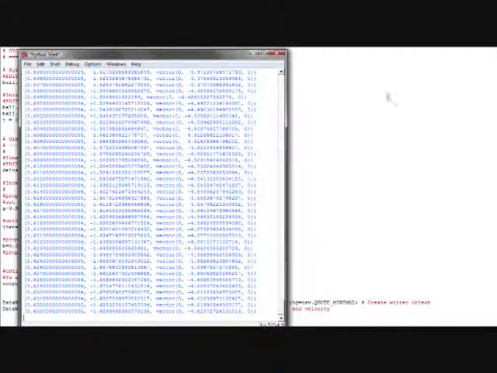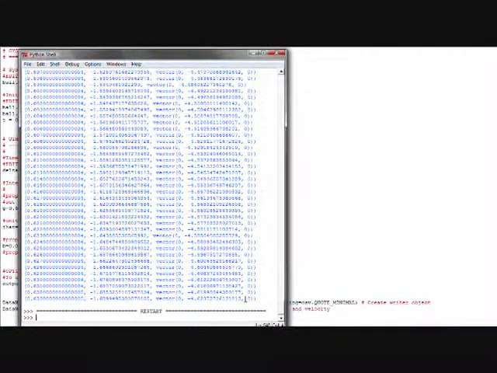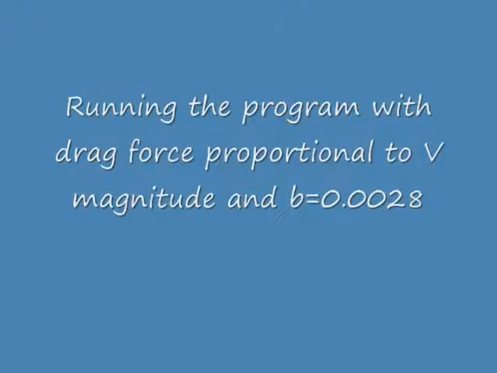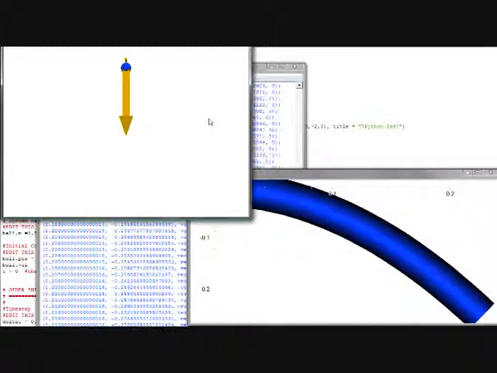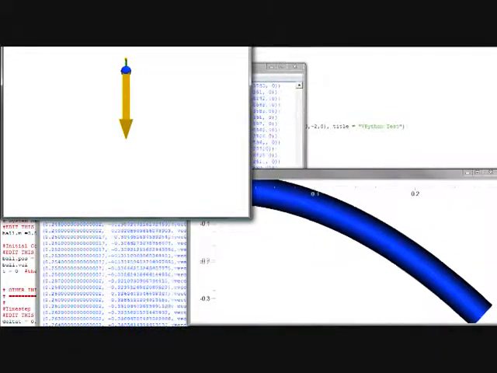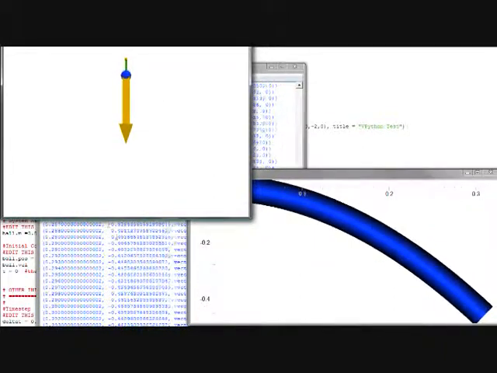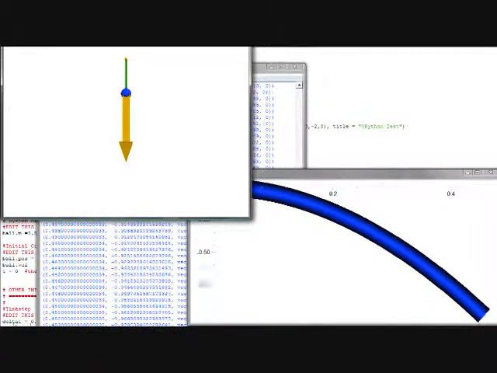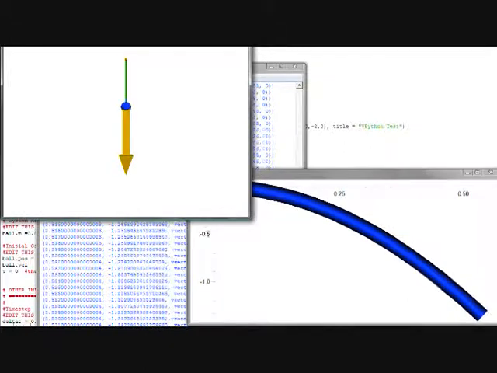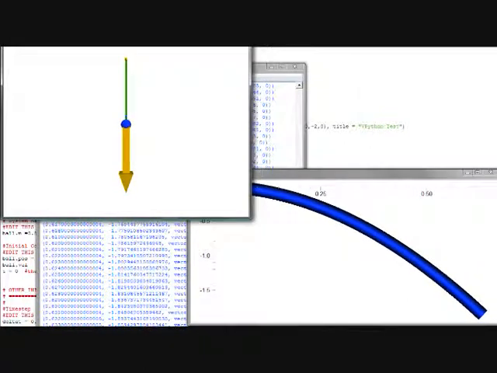In the next situation, the drag force is not proportional to v squared. It's proportional to the magnitude of v, and this is the result of running the program. Again, the yellow arrow represents weight, and the little blue arrow represents the drag force proportional to v.